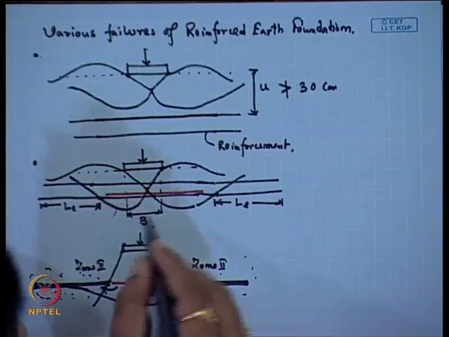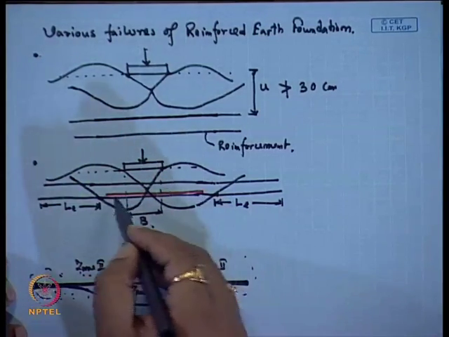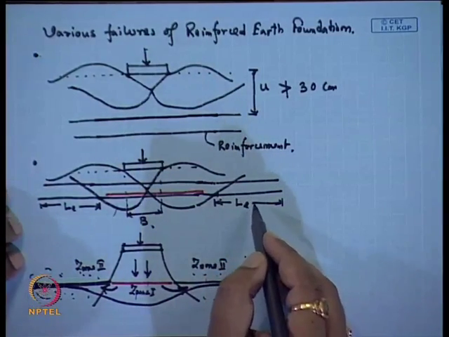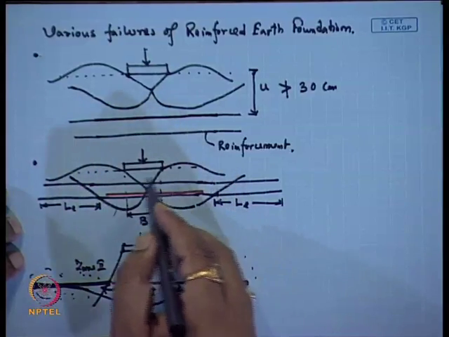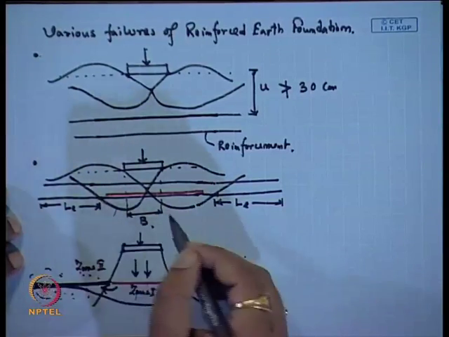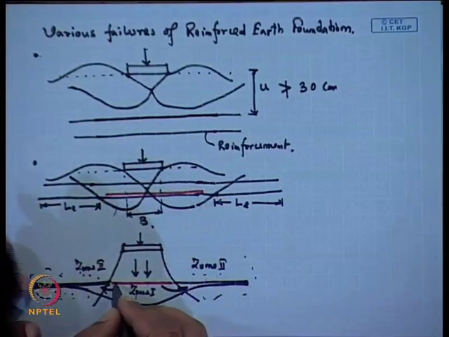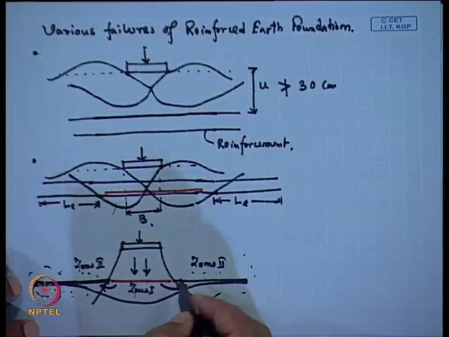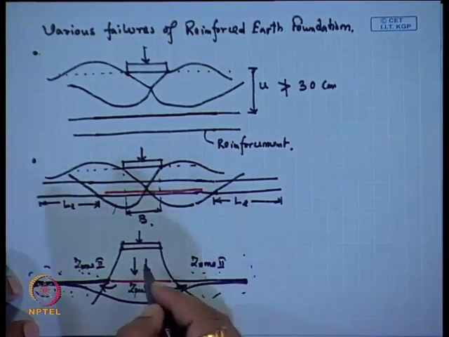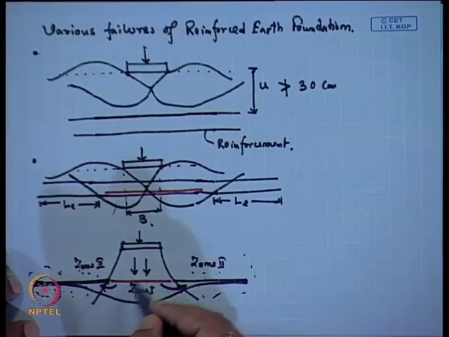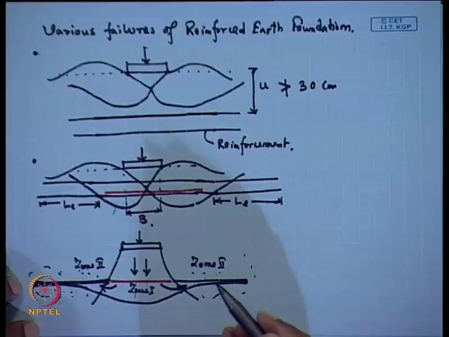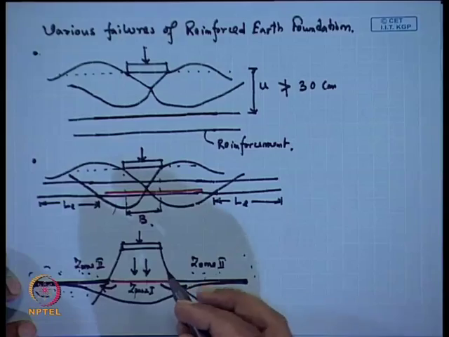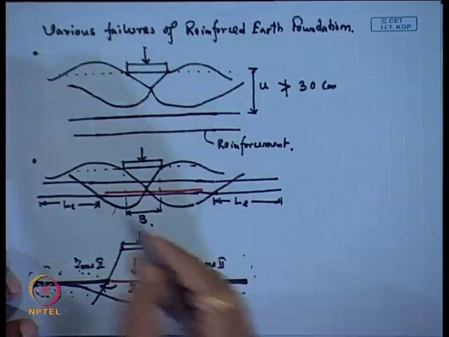Now, if we provide only this length, and here also only this length, this is the failure surface. If I provide the reinforcement beyond that, it will give this anchorage, so that the reinforcement will not move within the soil and will not come within the failure zone. But if I provide it only within the failure zone, as there is no outside anchorage provided, the reinforcement will move along with the soil. It will not give any benefit for improvement. That is another type of failure, because it is a wastage of money and we will not get any benefit. So, this is the second type of failure.